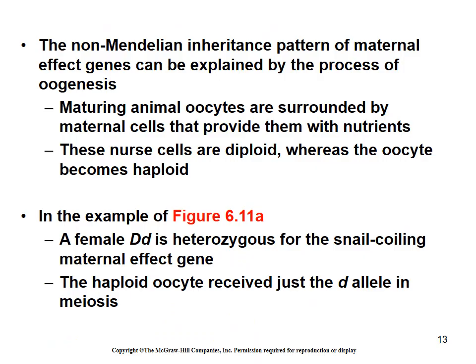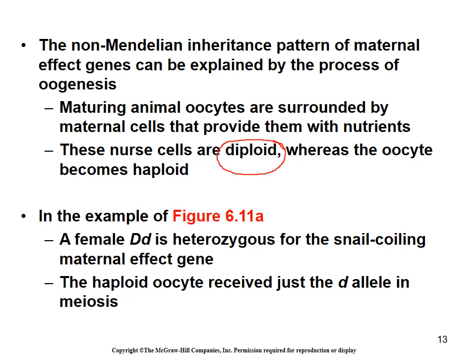And it turns out this particular non-Mendelian inheritance pattern is seen during the process of oogenesis. And it all comes from the fact that the individual eggs, as they're being nourished and developed, are surrounded by maternal or nurse cells. These nurse cells are diploid, and they are able to produce proteins that are introduced into the oocyte and will contribute to their expression of particular phenotypes.